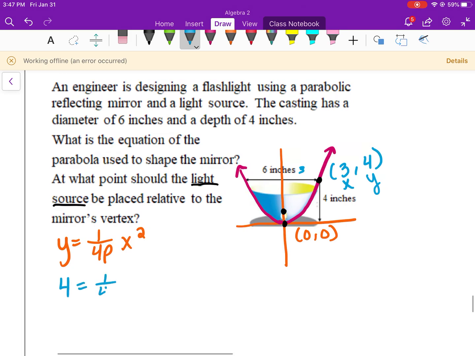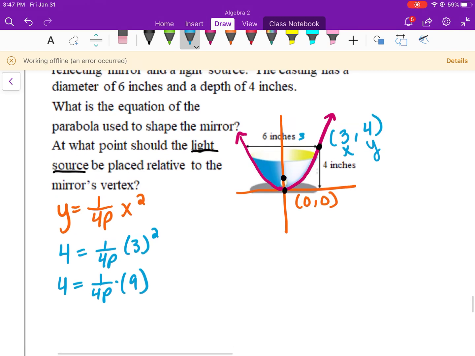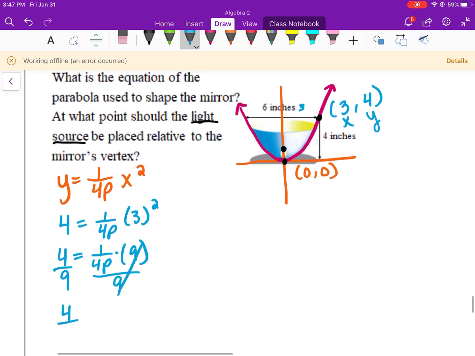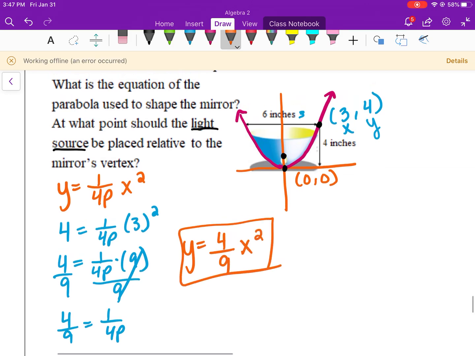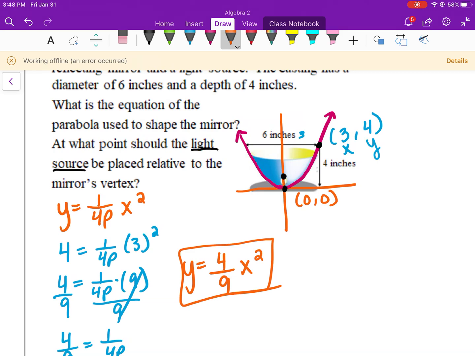So 4 equals 1 over 4p times 3 squared. So that's going to be 4 equals 1 over 4p times 9. I want to solve for 1 over 4p, so divide by 9 on both sides, and I'm going to get 4/9 equals 1 over 4p. So 4/9 goes into your equation. So y equals 1 over 4p, 1 over 4p equals 4/9, so y equals 4/9 x squared. So that was the first question: what is the equation used to shape the mirror?